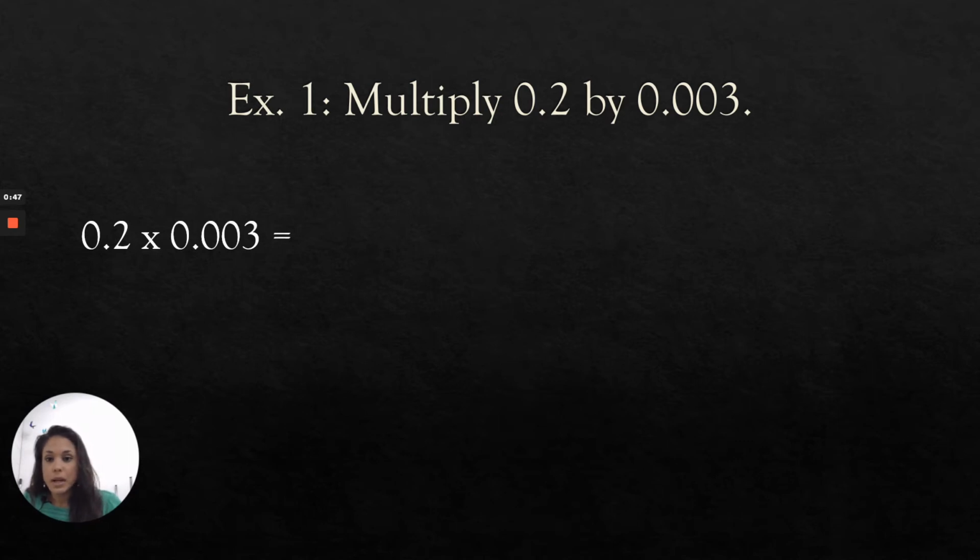Let's go over an example. Example 1 has 2/10 times 3/1000. Now it might be easier for you to see this written out as a fraction. So 2/10 times 3/1000.